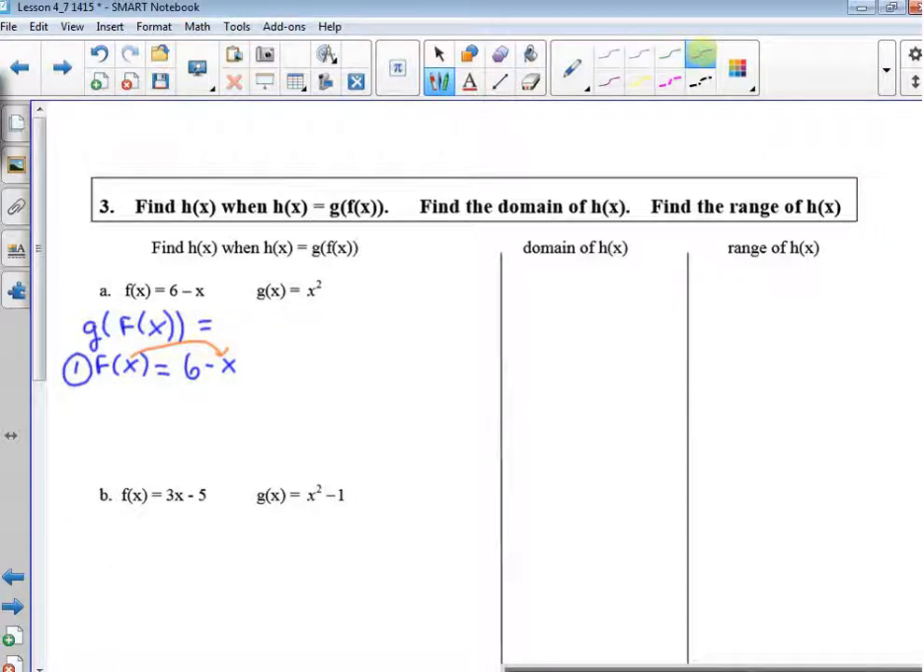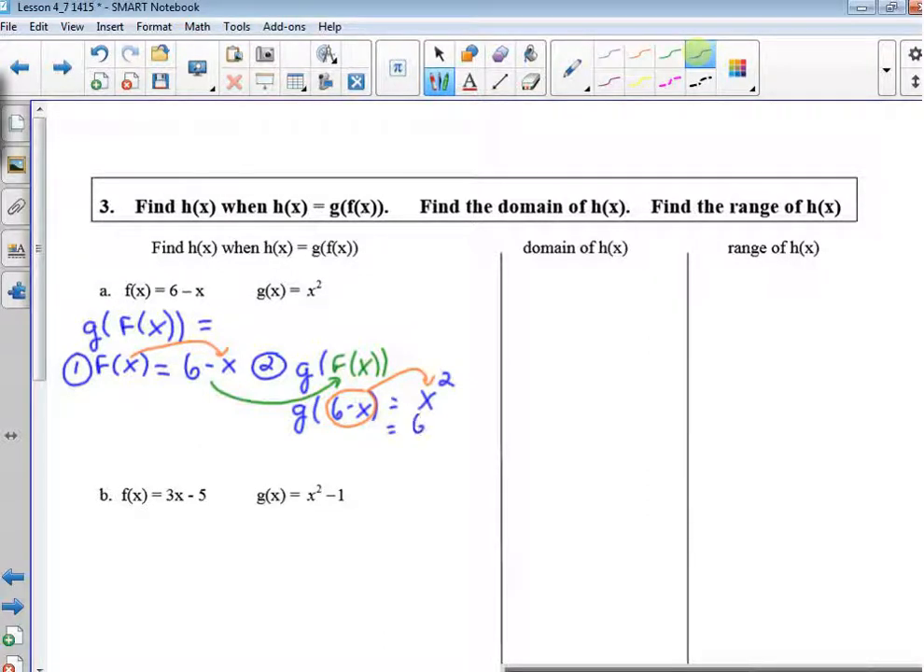So remember, step 2 was to then take and do g of f of x. Well, f of x is 6 minus x. So I'm putting that right there. And so I have g of 6 minus x. Now I need to write the rule for g, which is x squared, and then I need to take that whole thing and plug it in for x. I'm following the same rules that I did in the previous page. And then I just need to simplify that.